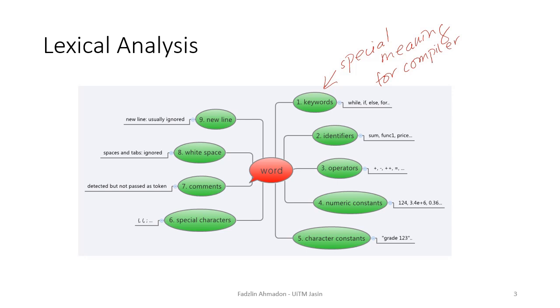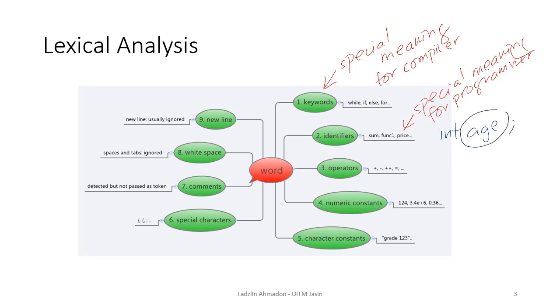Okay, the second category is identifiers. Identifiers are words that have special meaning for the programmer. For example, if you are developing a system to calculate the average of age, you might want to ask the age from your user. So you would declare integer age. This age over here is your identifier, so it has special meaning to you as a programmer.